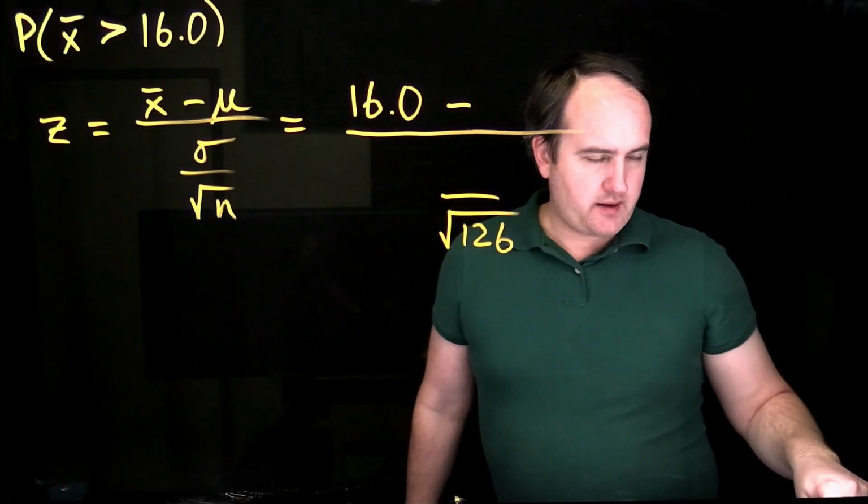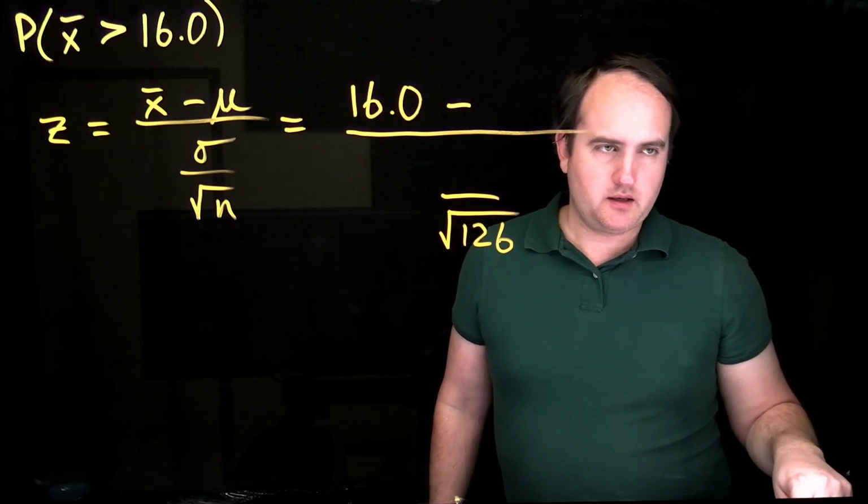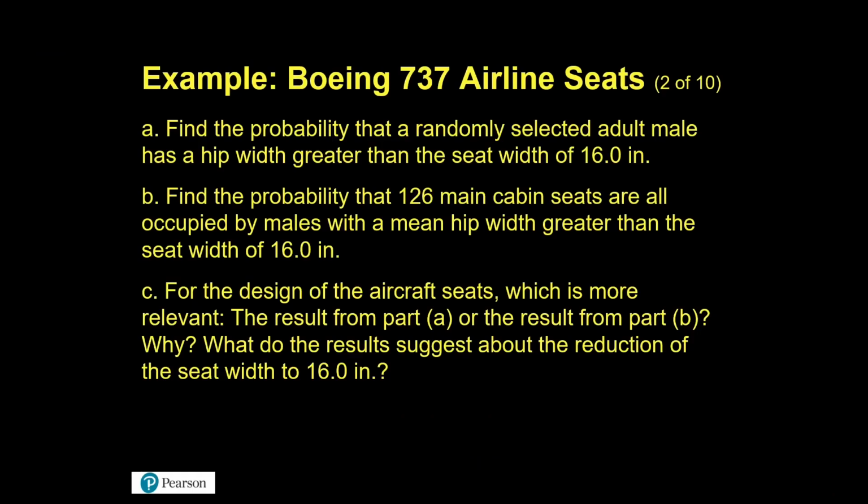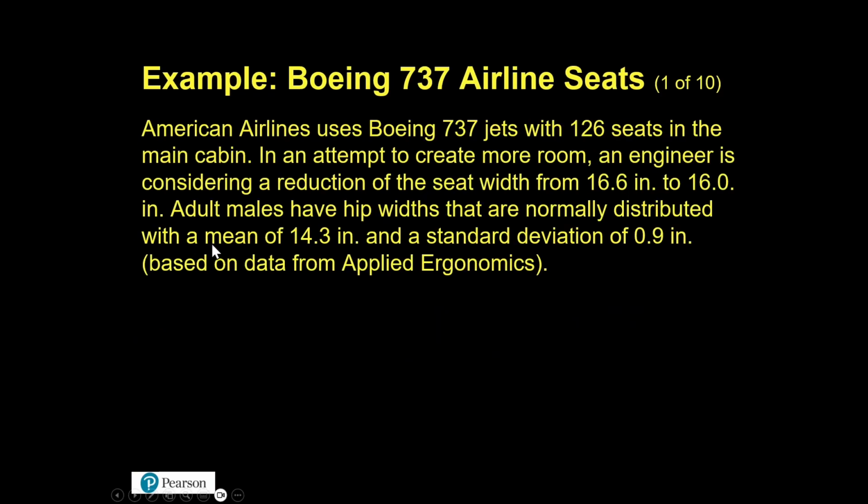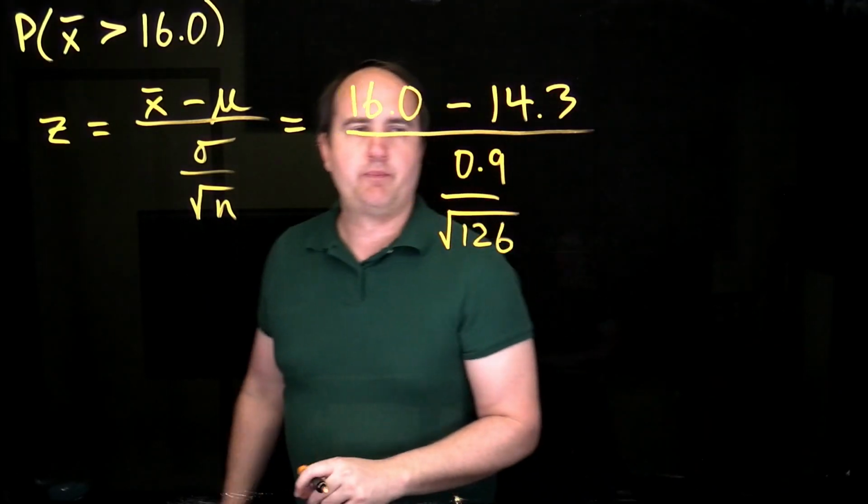So I need to go back to the slides real quick because I forgot mu and sigma. I don't have a photographic memory or anything. So we said that the mean mu was 14.3, and then the standard deviation sigma was 0.9. Okay, so I'm going to go ahead and write those in, and then go back to our camera.